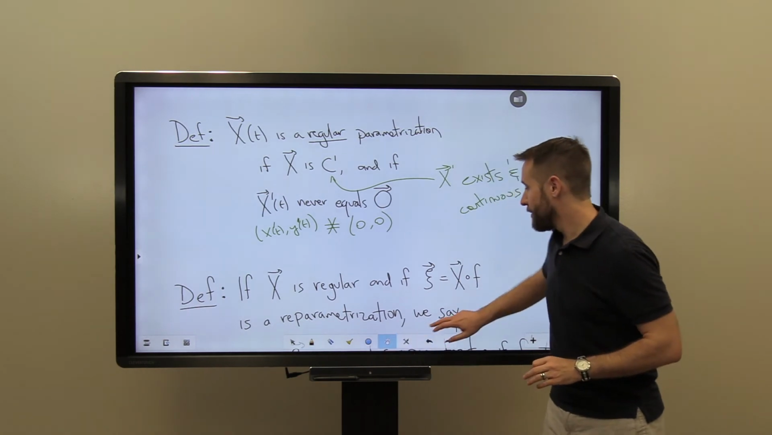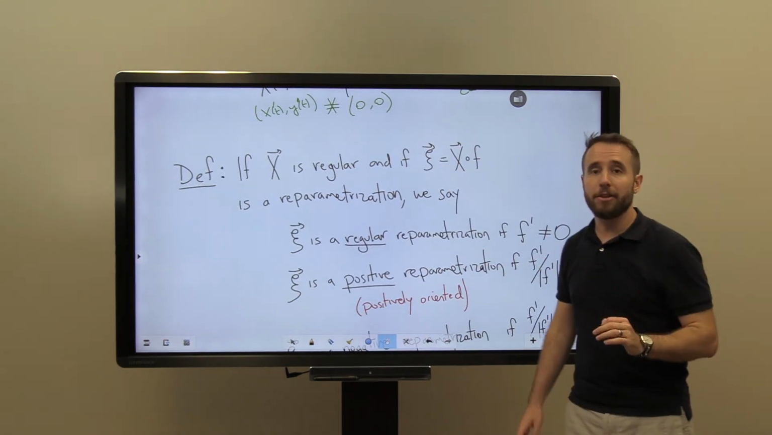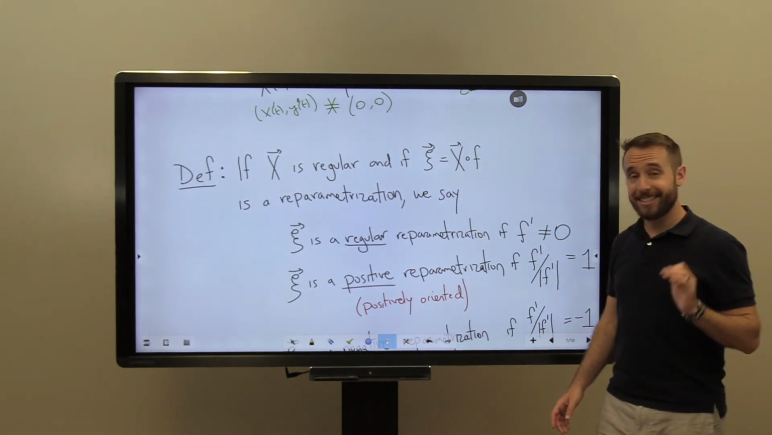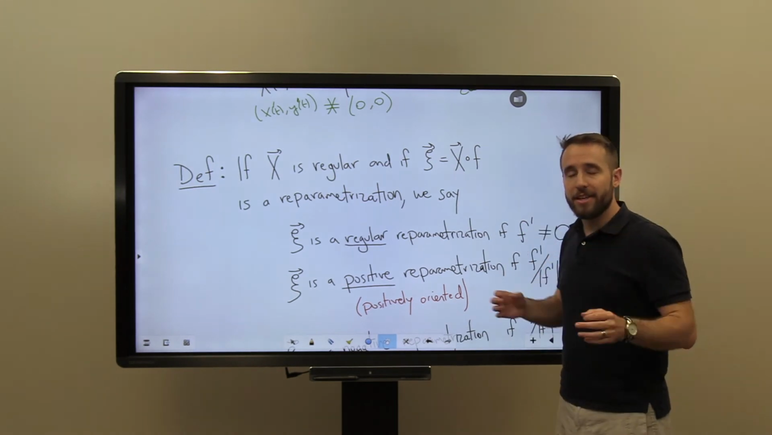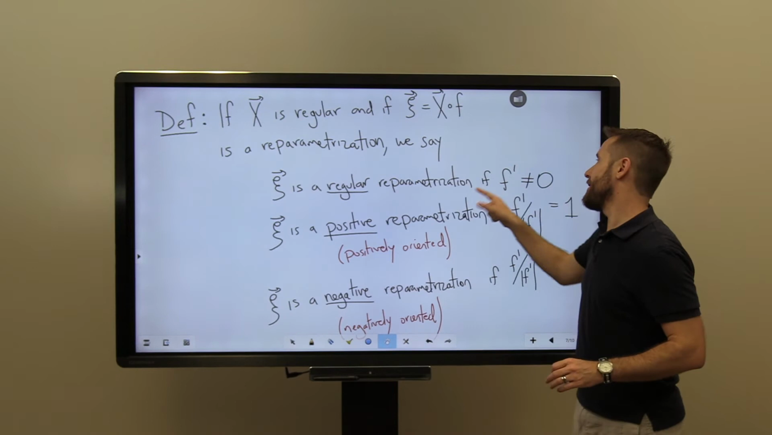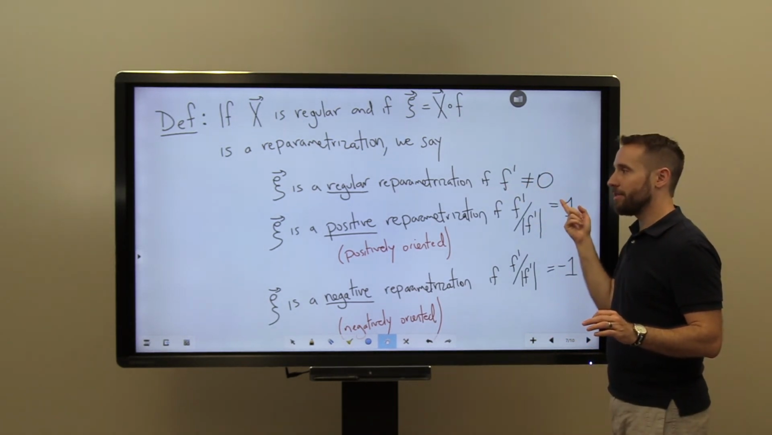Okay, secondly, we can say that if we have a regular parameterization x and if we have a reparameterization xi, then this reparameterization is regular if that reparameterizing function f prime does not equal 0.